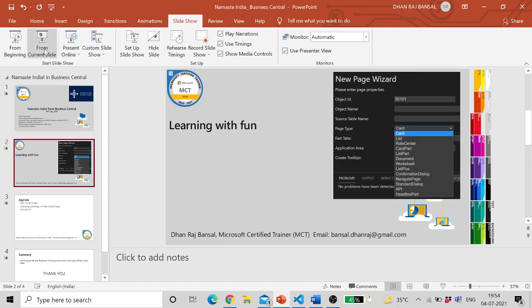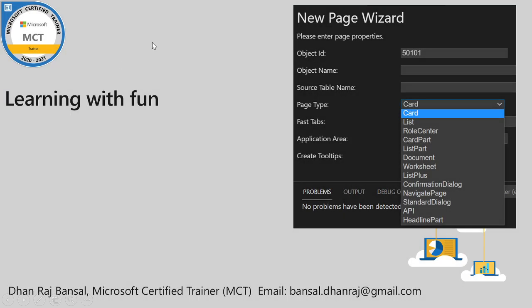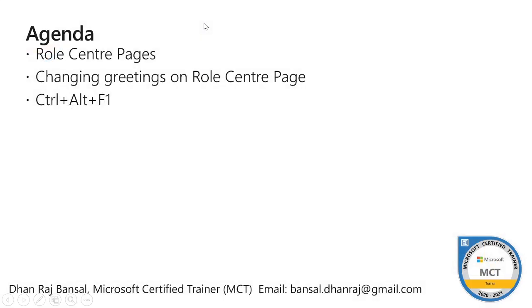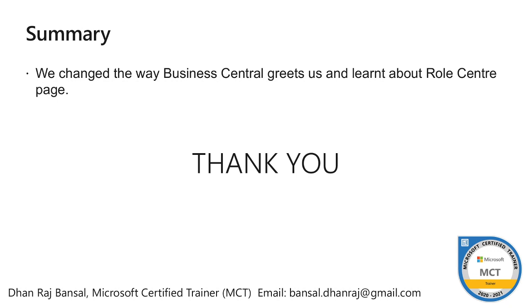Back to presentation. So, learning with fun. Instead of having a serious discussion, let's have some fun, giving it local flavor. And in the screenshot here, I'm trying to show the various page types. There are 13 page types: card, list, role center, card part, list part, document, worksheet, list plus, confirmation dialog, navigation page, standard dialog, API, and headline part. And this video was focused on role center. Role center page, changing greetings on role center page, Control Alt F1 that we mentioned. So we changed the way Business Central greets us and learned about role center page.